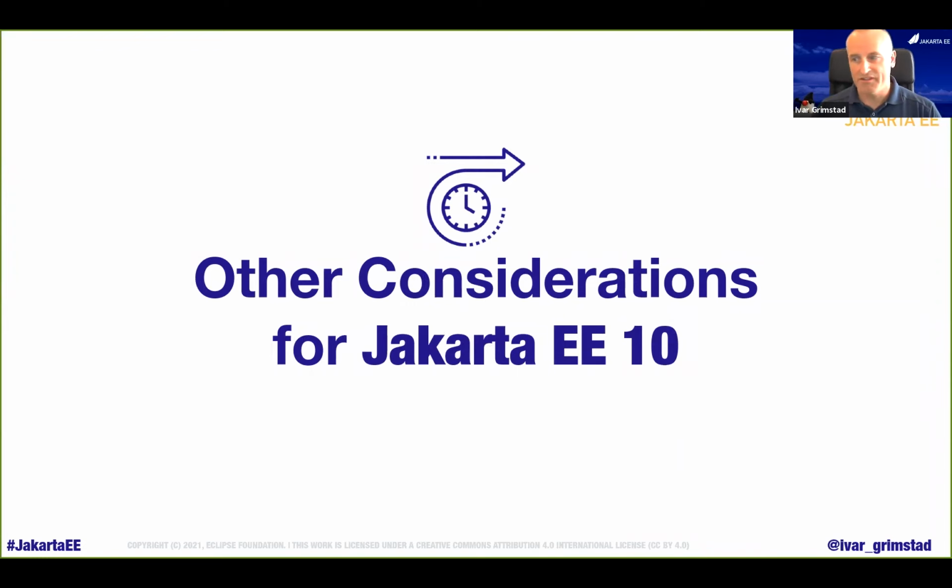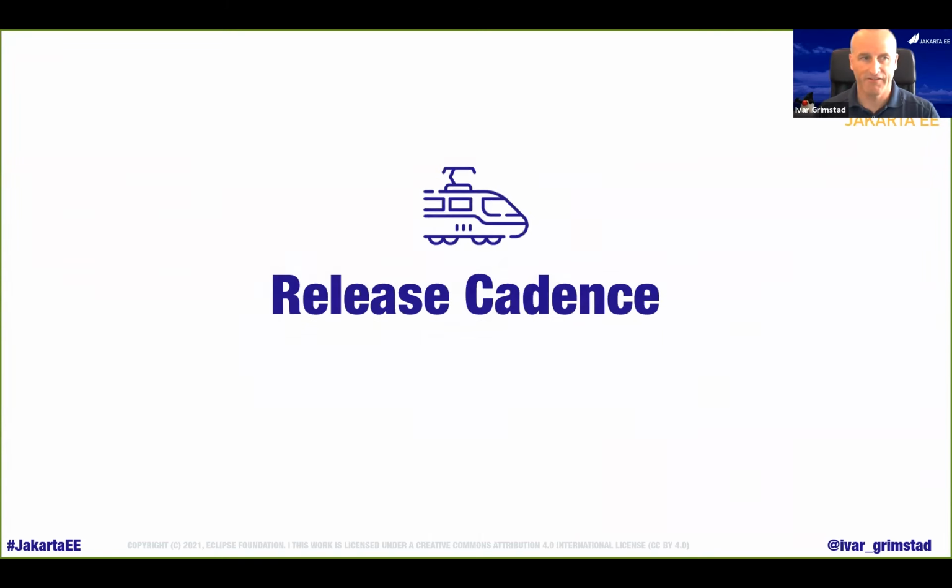So we're also considering other things for Jakarta EE 10. And one of the things that we are discussing pretty heavily on the platform calls right now is the release cadence. Because we've been talking about, should it be a yearly release cadence? Should it be every 6 months? Or should it be 2 years or 18 months? We kind of threw out every possible combination of months while we're discussing these release cadences.